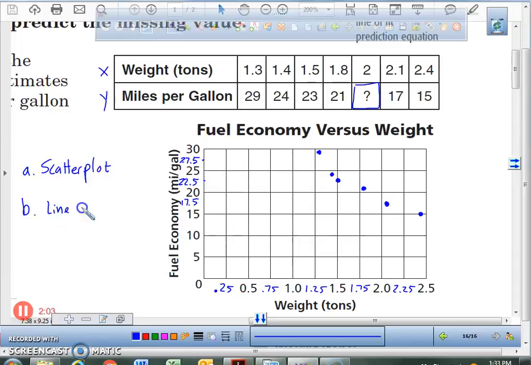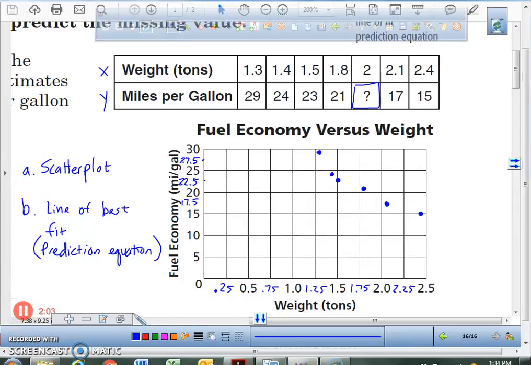So I want you guys to call that the line of best fit. And that's going to be known as your prediction equation. So we'll put that down in your journal. We're going to go over all the steps of what I want you guys to do there.